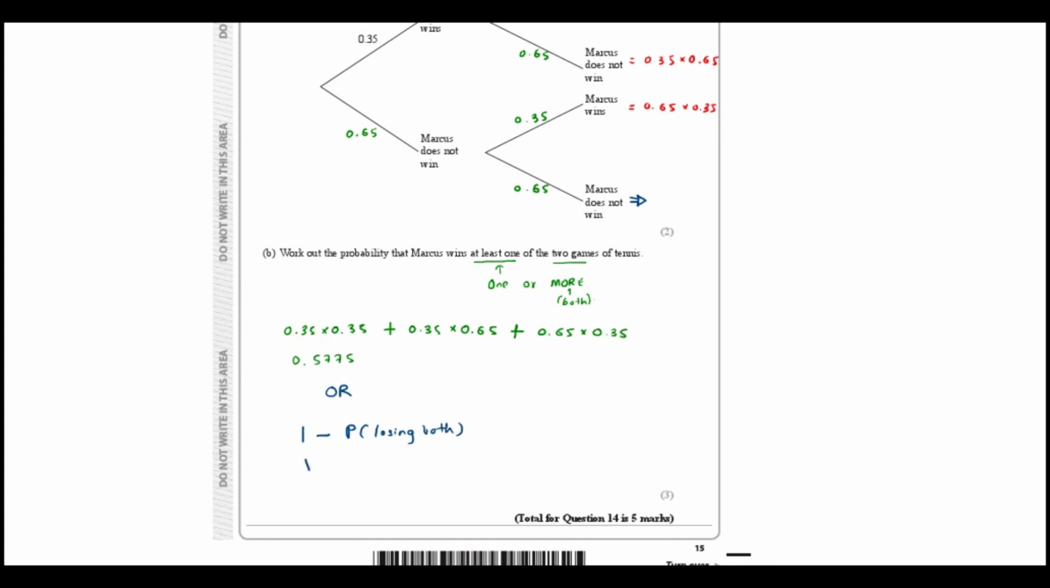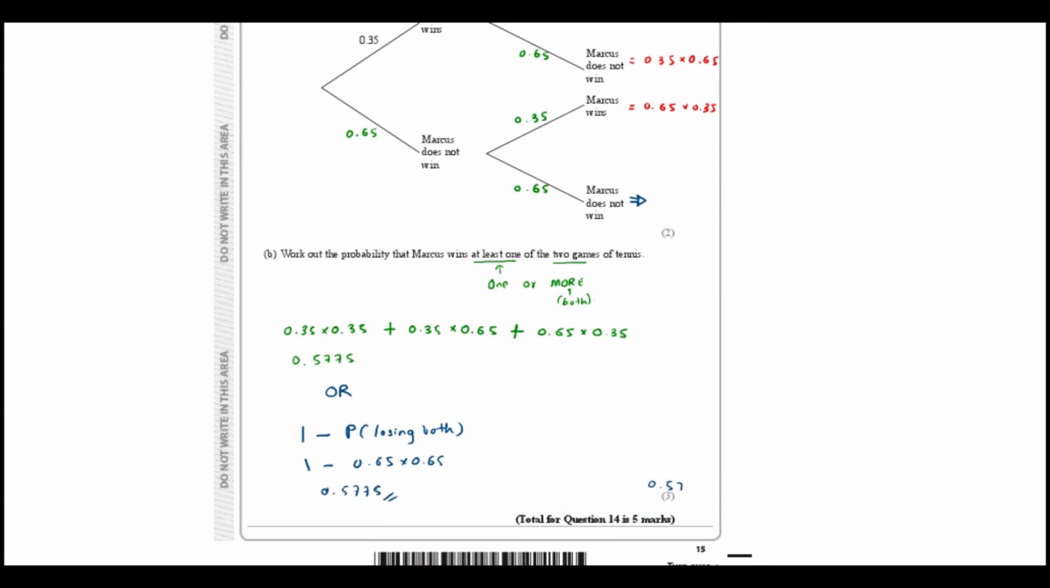So 1 minus probability of losing both the games is 0.65 into 0.65. So when you take this, you will see your answer is 0.5775. So whatever the way you go, both these methods are correct. So you can go with any method that you find easy. So the answer is 0.5775.